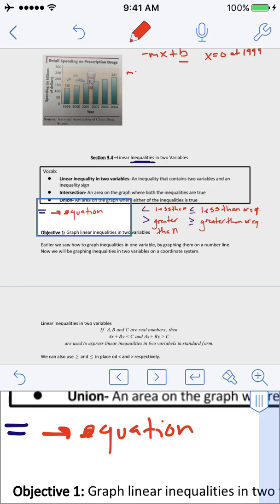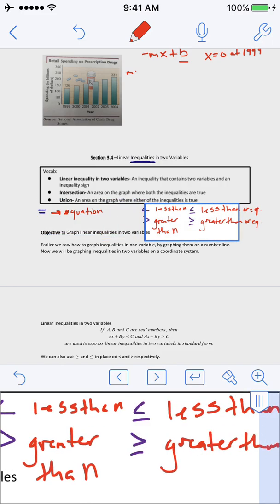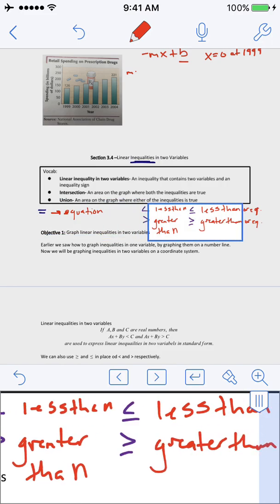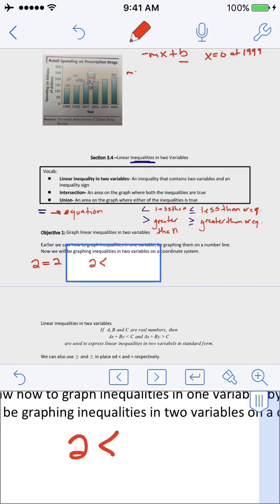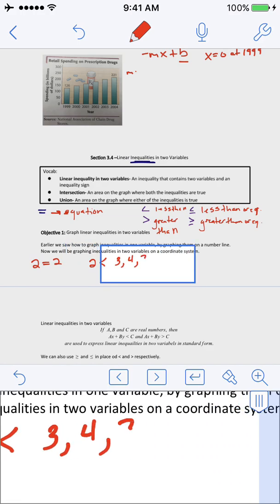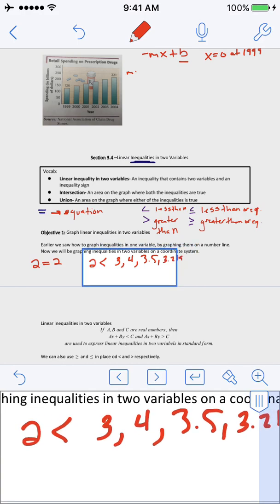Now when it comes to the graphs of inequalities, they're just a little bit more complicated, because let's think about how many things are equal to each other. Well, 2 is equal to 2. That's it at the end of the day. It's not equal to anything else. But let's think about how many different things are greater than 2. There's 3, there's 4, there's 3.5, there's 3.219. There's a whole bunch of things. In fact, there's an infinite number of things that are greater than 2.